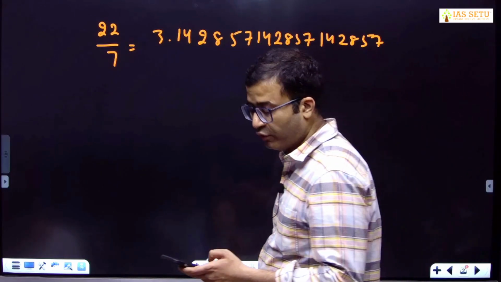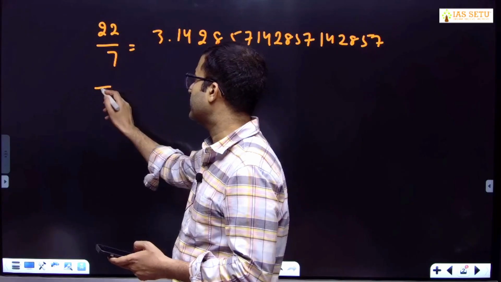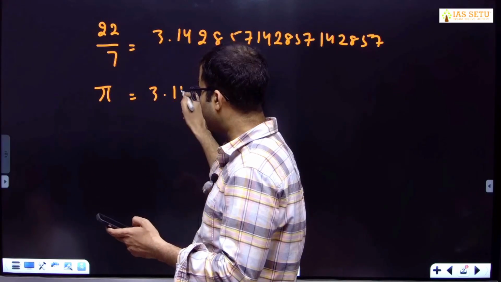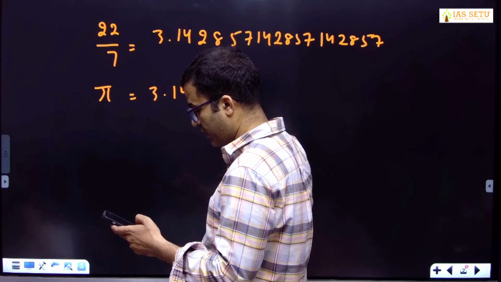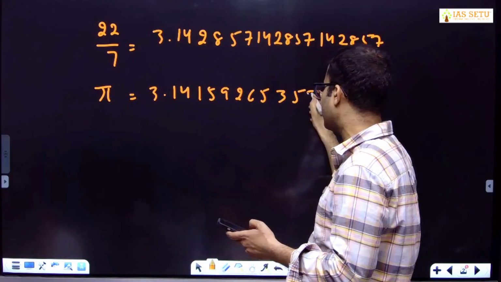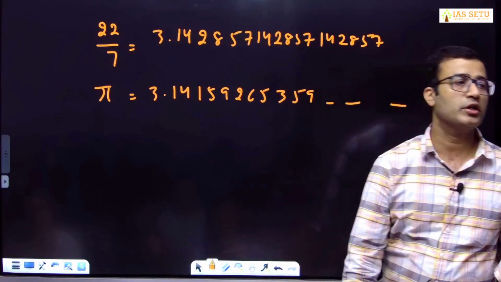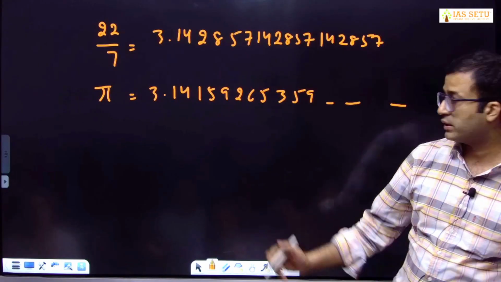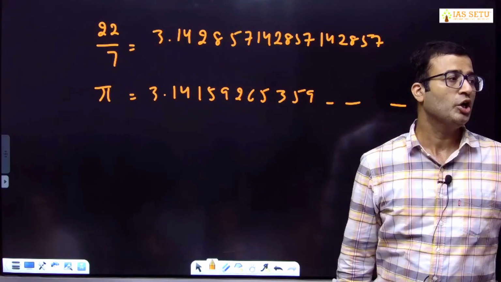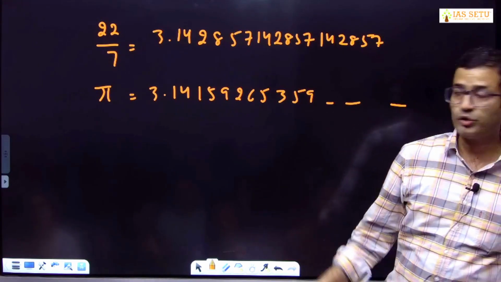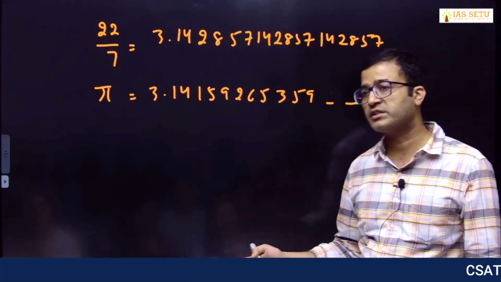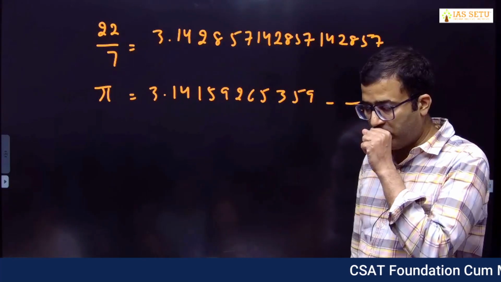Okay, so what you will find, the value of pi here is 3.14159265359 and so on. It depends how many digits you are taking after the decimal. If you want to take 10 digits after the decimal, you get this value. If you take 20 digits after the decimal, you will have 10 more digits. If you take 100 digits after the decimal, you will have more.